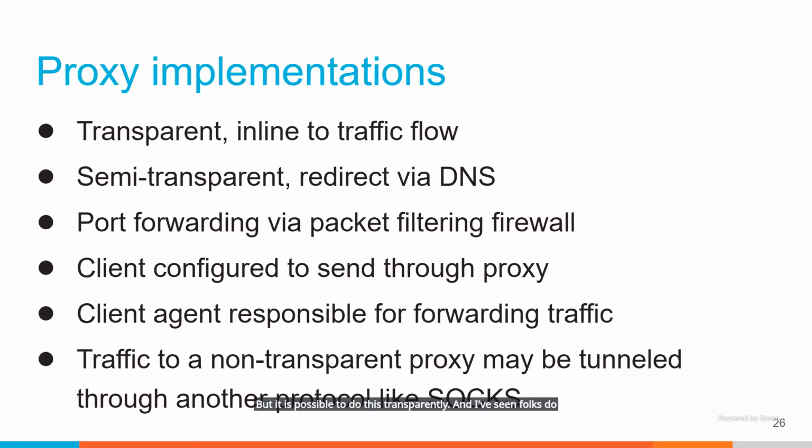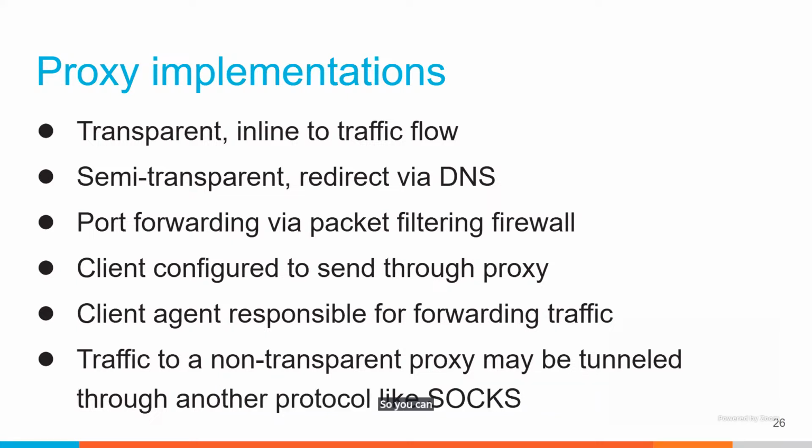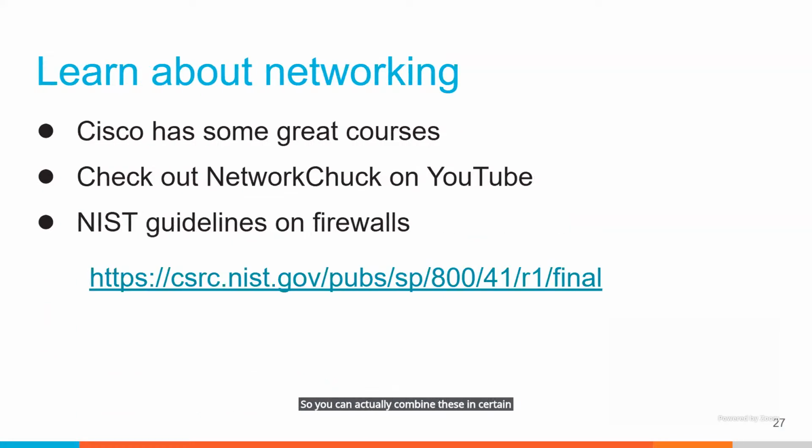So for example, I could set up a netfilter firewall that is a stateful inspection firewall, but for HTTP and HTTPS traffic, I'm going to use Nginx. And now I can tell the firewall, hey, anytime someone's trying to go anywhere on the internet to port 80 or port 443, send it to that Nginx process that's running on you instead. So you can actually combine these in certain situations as well.